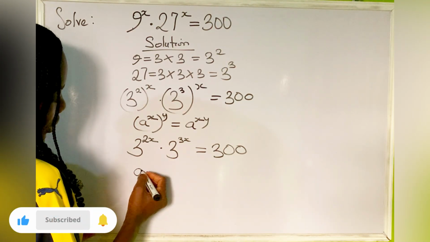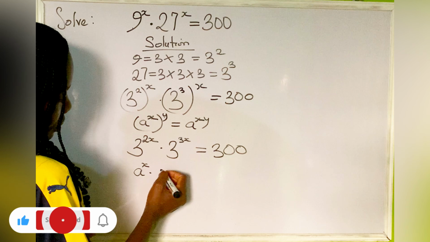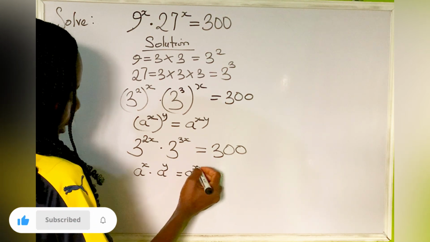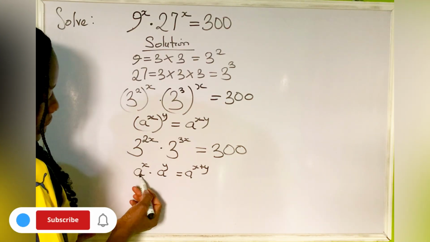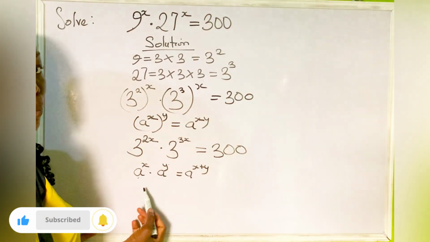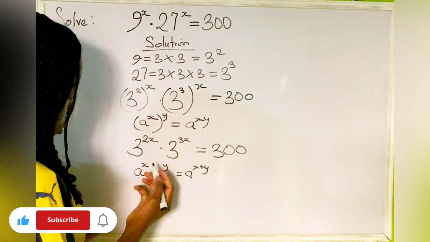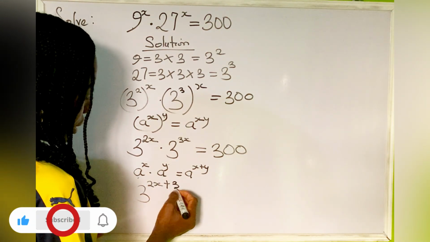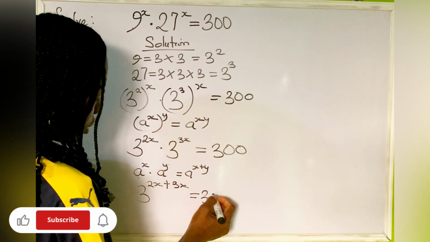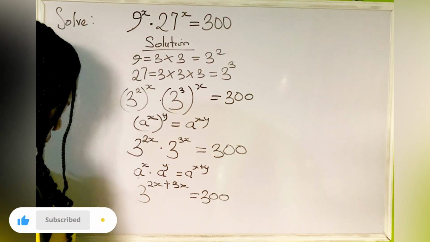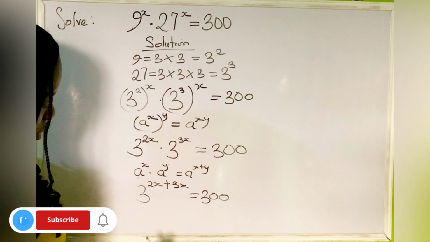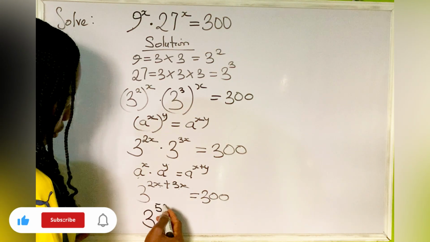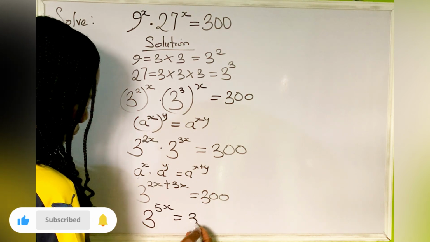Okay? Another exponential rule that we will be applying here is to add these powers. For instance, when you have a to the power of x multiplied by a to the power of y, it is the same thing as a to the power of x plus y. Now you notice that the bases are the same. That is why we're adding up the powers. So here we'll have 3 to the power of 2x plus 3x is equal to 300. 2x plus 3x is going to give us 3 to the power of 5x, and that's equal to 300.